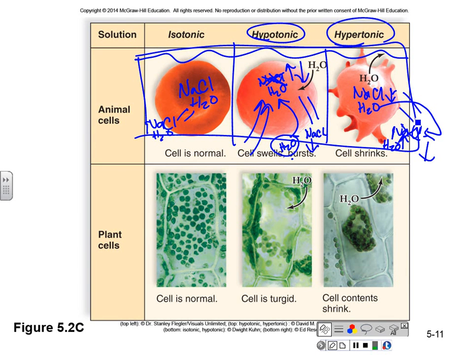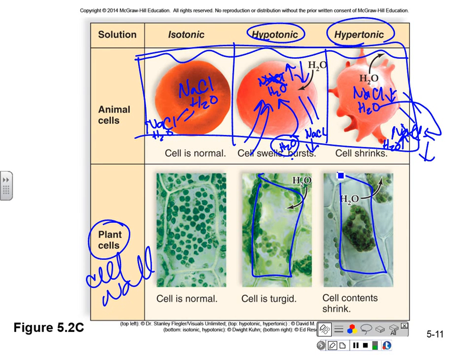In animal cells, it's not quite as detrimental as it is in plant cells, it's not quite as detrimental as it is for animal cells because plant cells have that cell wall. So you can see the cell wall doesn't shrink, just the inside shrinks. So again, not as detrimental to a plant cell as it is to an animal cell.